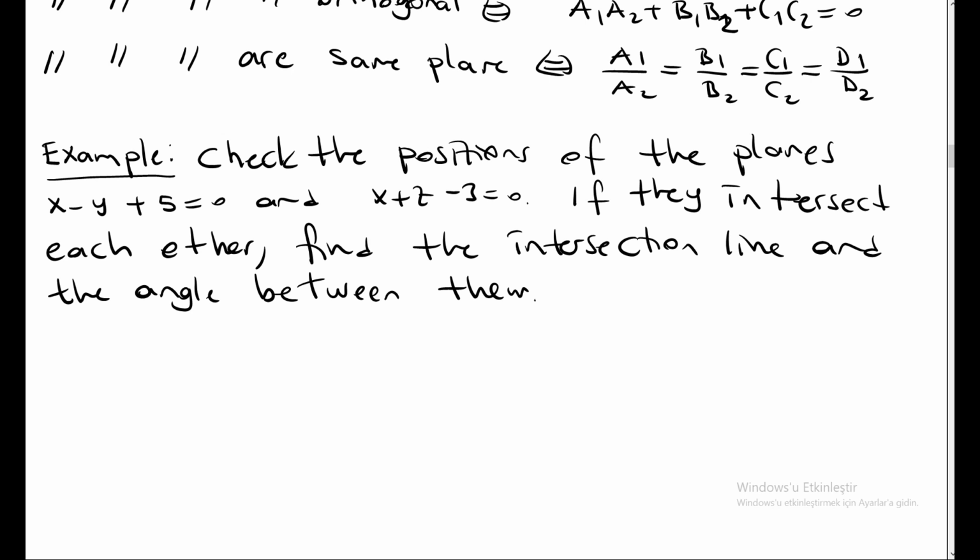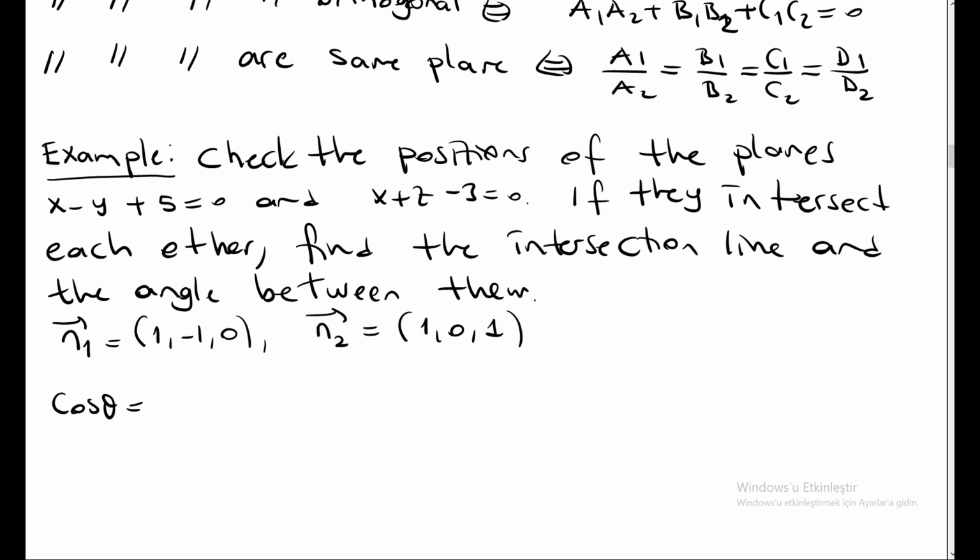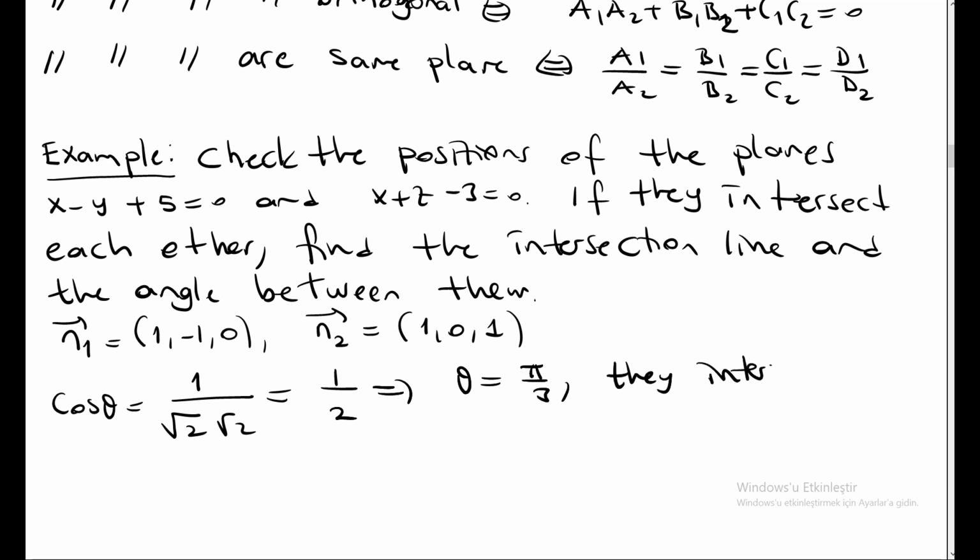So first, let me take the normal vectors. The first one is 1, -1, 0, right? The second one is 1, 0, 1. So the cosine of theta between them will be 1 over square root 2 times square root 2. So you have 1 over 2. So it means theta is pi over 3. So they intersect each other, but not perpendicularly.